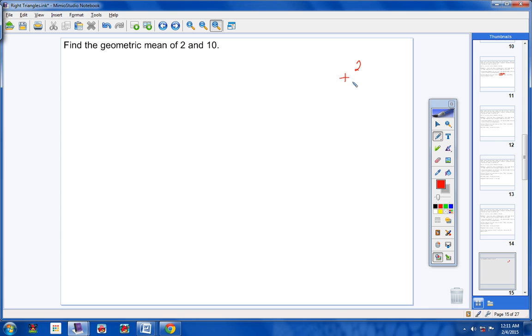You would take 2 plus 10, you would get 12, and you would divide by 2 because there were two numbers, and the arithmetic mean would be 6. That's elementary, easy math, okay? But I'm asking you to find the geometric mean. The geometric mean. Now I'm going to show you two ways to do it.